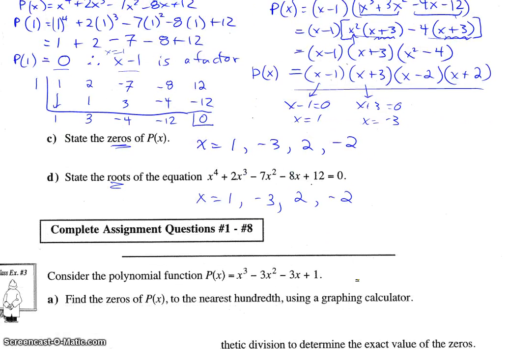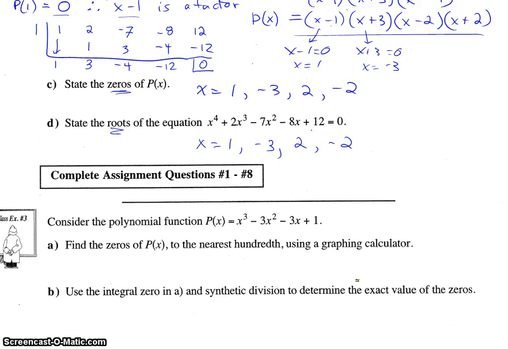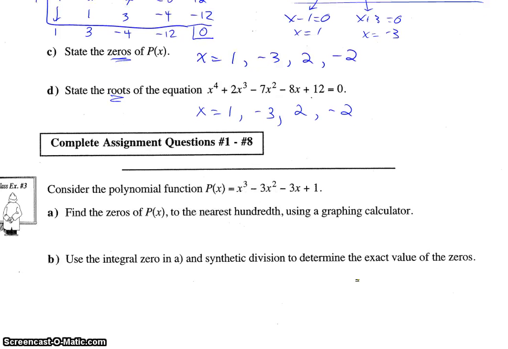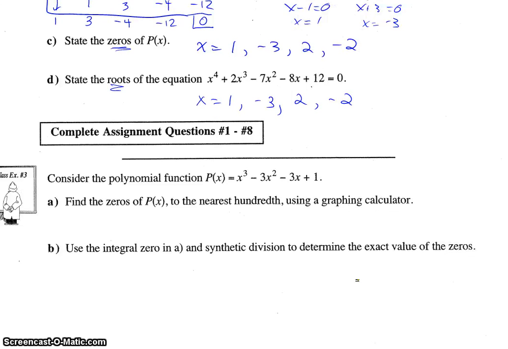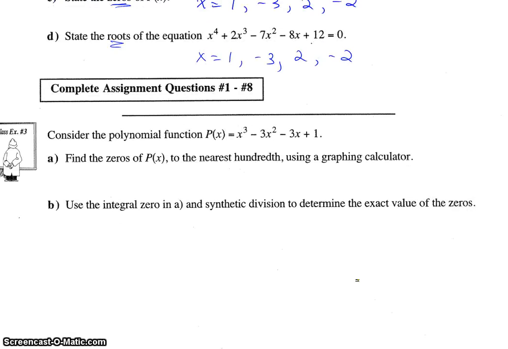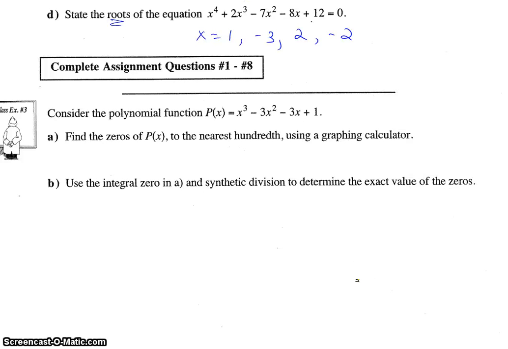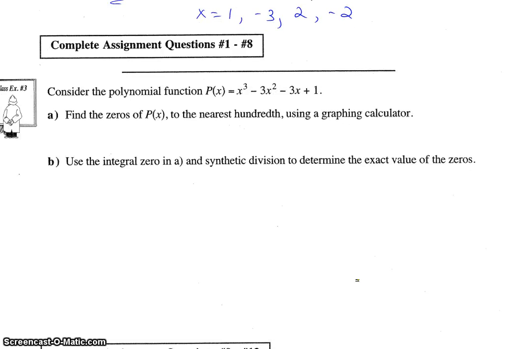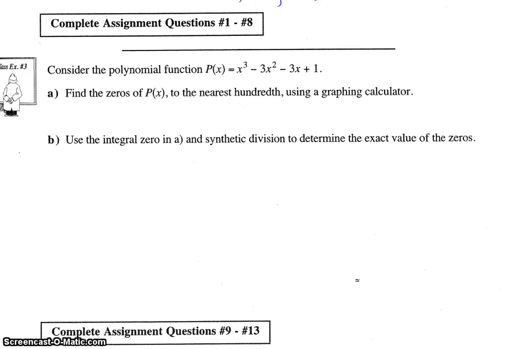Okay. Let's look at example number 3. Consider the polynomial function p of x equals, okay, so cubic polynomial function. Find the zeros of p of x to the nearest hundredth using a graphing calculator. Okay, so we're going to do that. So we'll need to pause the video, bring the graphing calculator up, and I'll walk through finding one of those with you, and then you guys can find the other two.